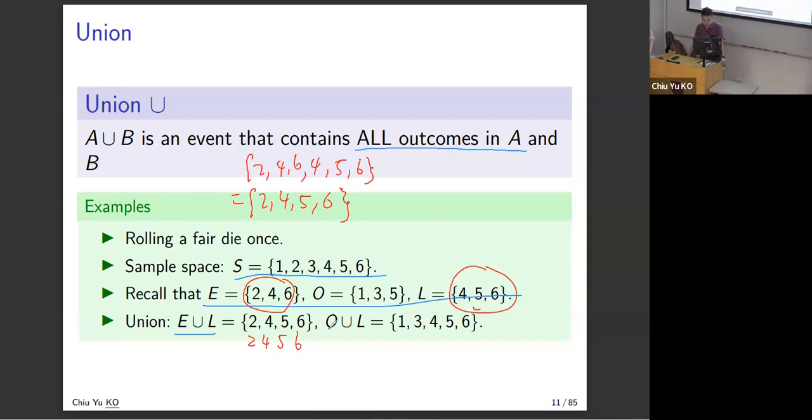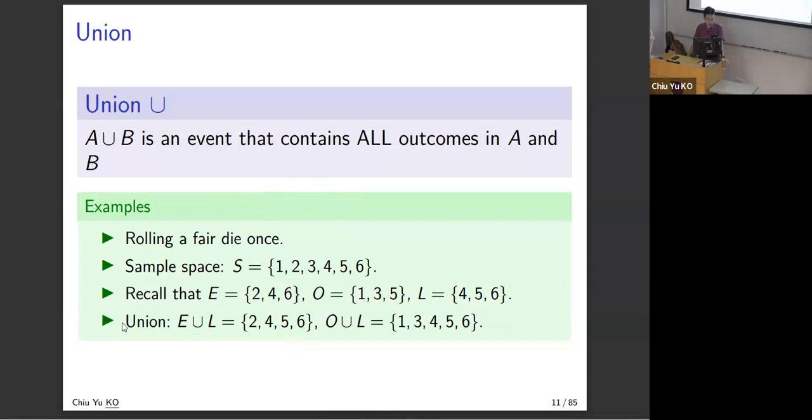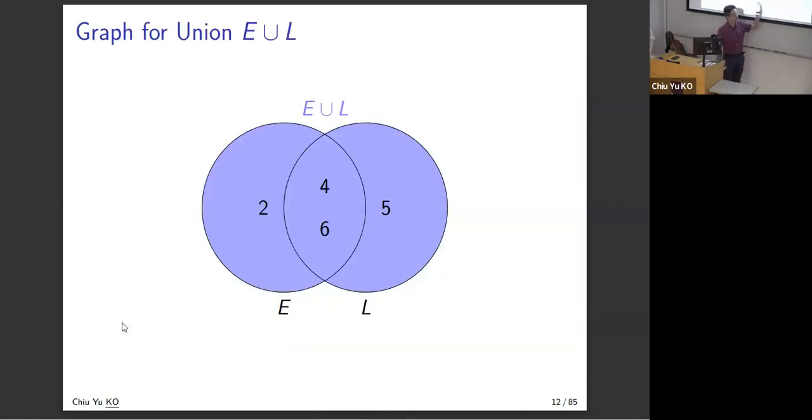Same as O union L, you just get all of them. So it's nothing deep here, especially when we talk about the Venn diagram. If you draw a Venn diagram, then you just list every element there. Nothing new.